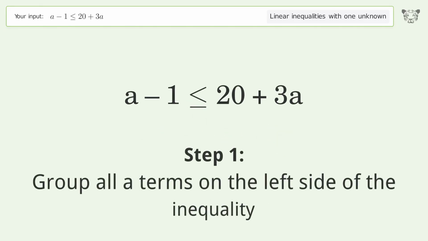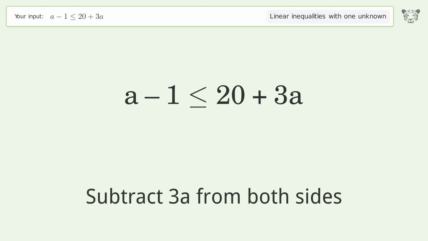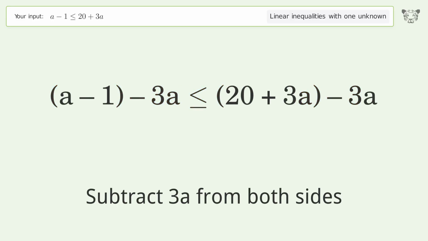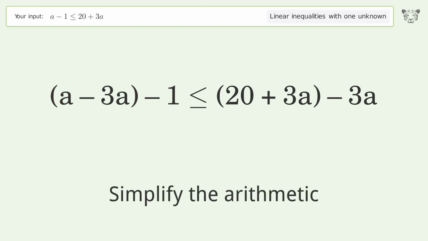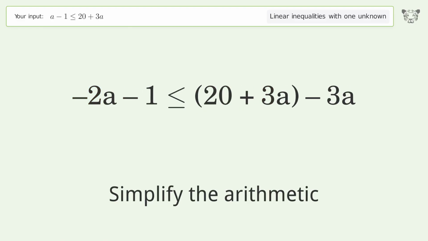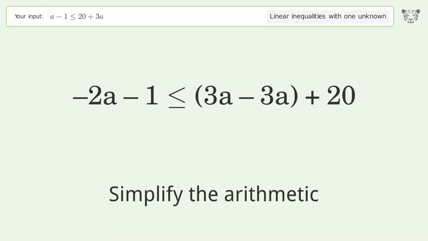Group all a terms on the left side of the inequality. Subtract 3a from both sides. Group like terms. Simplify the arithmetic. Group like terms. Simplify the arithmetic.